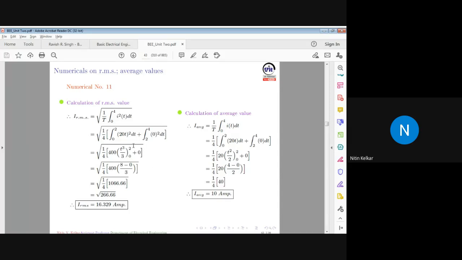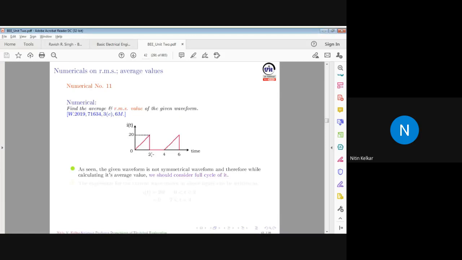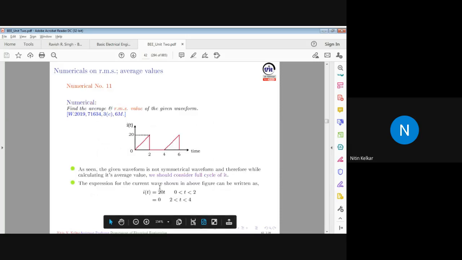Once again I repeat, or I will tell you the correction that is required to be made in the numerical so that your answers will match. Change this 20 to 40. That is the basic change which is required to be made in the numerical. Otherwise, you may try to consider the correct value as it is 20, and that means here instead of 20t it will be 10t, and then you can carry out the calculation further.